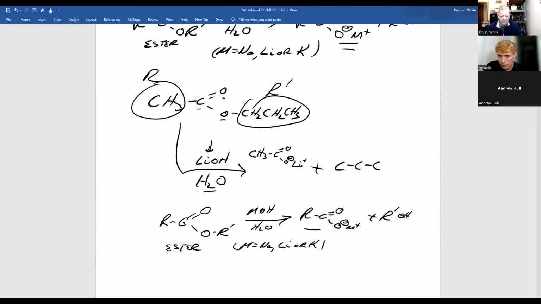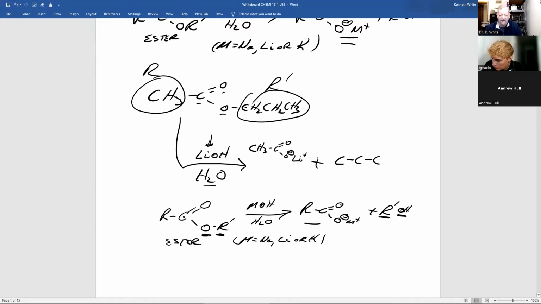And I should mention the bond in R prime with the oxygen here will be the carbon with the hydroxyl group there. So notice the N carbon has the oxygen there. Therefore, the N carbon will have that. And those are the two products you get.